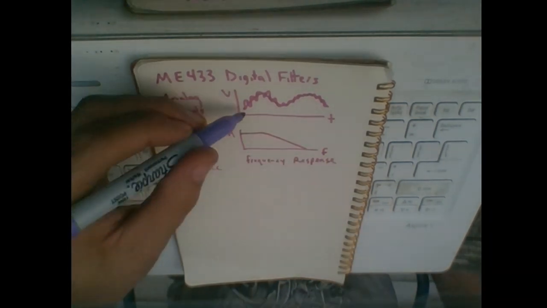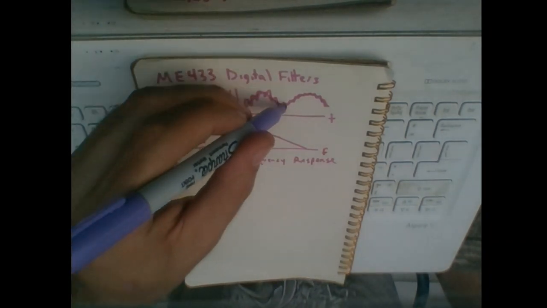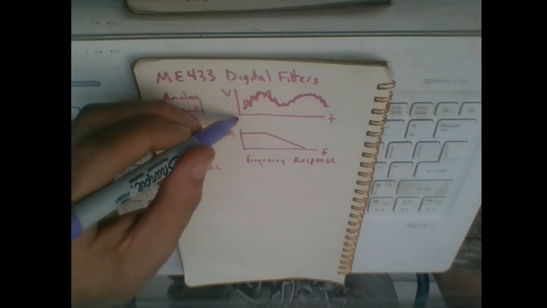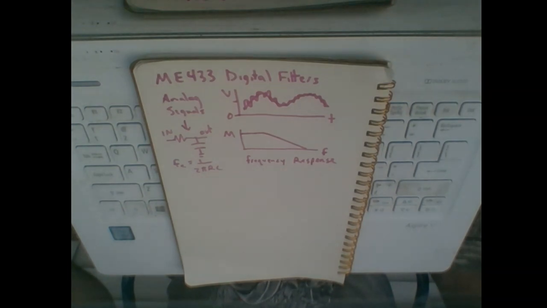So our signal here is composed of a few different frequencies. We've got the low frequency we were interested in. We've got high frequency noise on top of it. And the mean is not zero. So the mean is a zero hertz component to our signal.